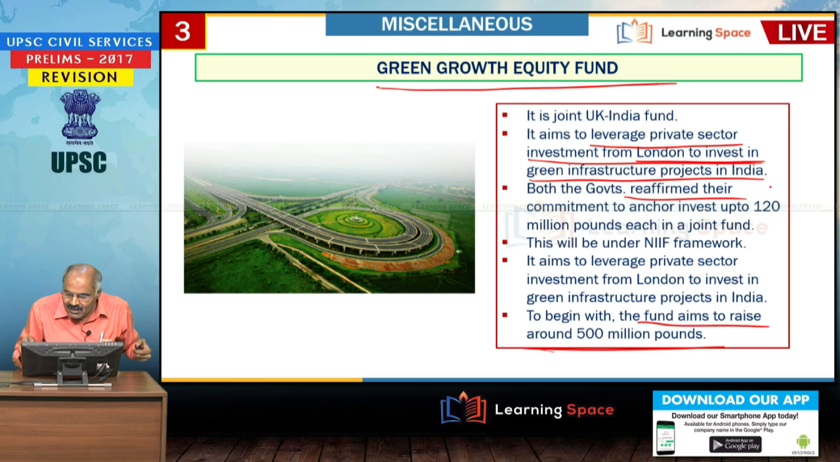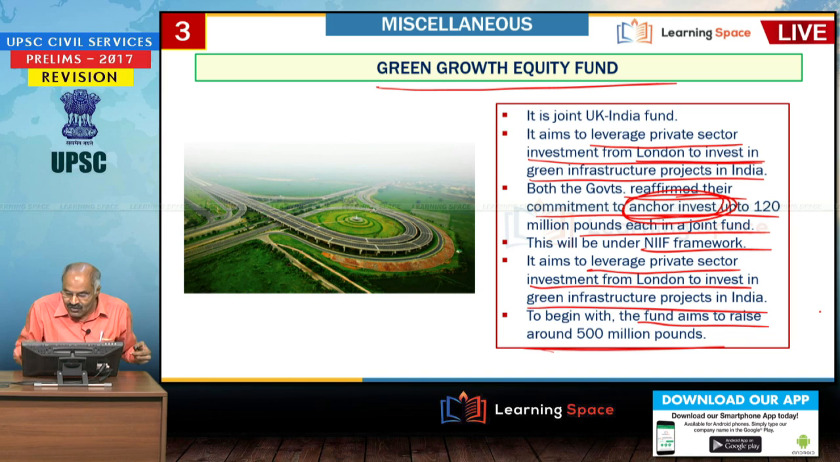Both the governments reaffirmed their commitment to anchor invest, very important, up to 120 million pounds each in a joint fund, and this will be under NIIF framework. Most important, it aims to leverage private sector investment from London to invest in green infrastructure projects in India, renewable energy projects or green infrastructure projects, right.